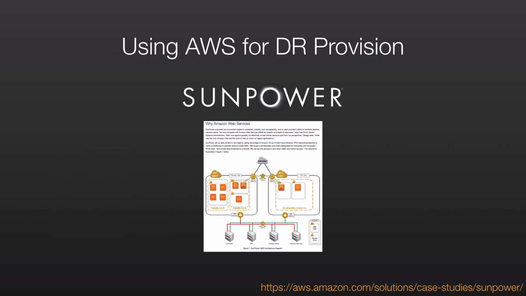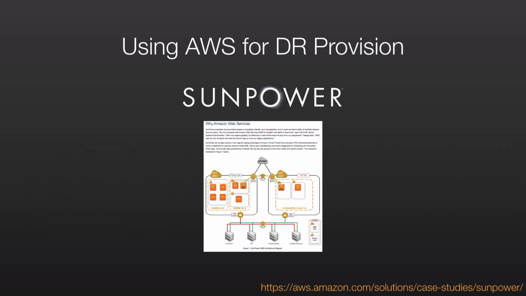So one example of a customer that is using AWS today for DR provision is SunPower. Now SunPower are a global solar energy solutions company. They're backed by Total, which is the 5th largest publicly traded energy company in the world. And their business is all about design, manufacturing, installation, and ongoing maintenance and monitoring of solar power systems.